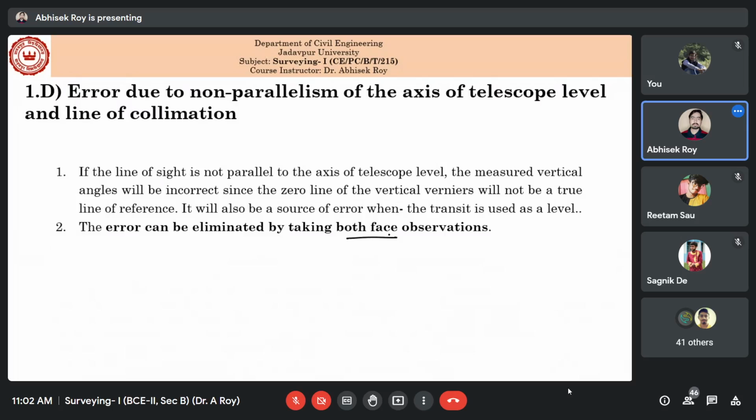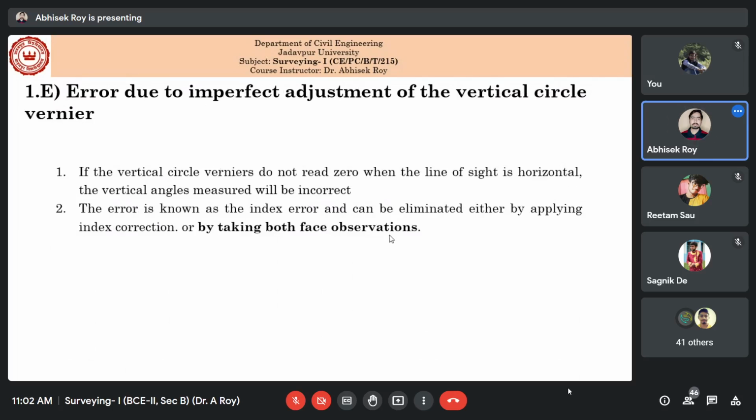and this kind of error also you can omit by both face measurements. Okay, now there could be error due to imperfect adjustment of the vertical scale vernier. That means the vernier which is in the vertical scale, if that is imperfectly adjusted, then also there will be some kind of error, and you can get that while measuring the horizontal angle as well as the vertical angle, as due to the imperfect adjustment of the vertical vernier, it will not be perfectly zero.